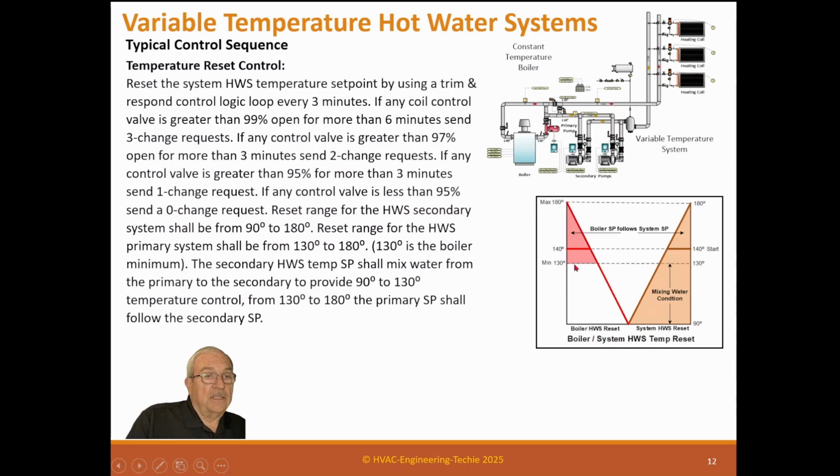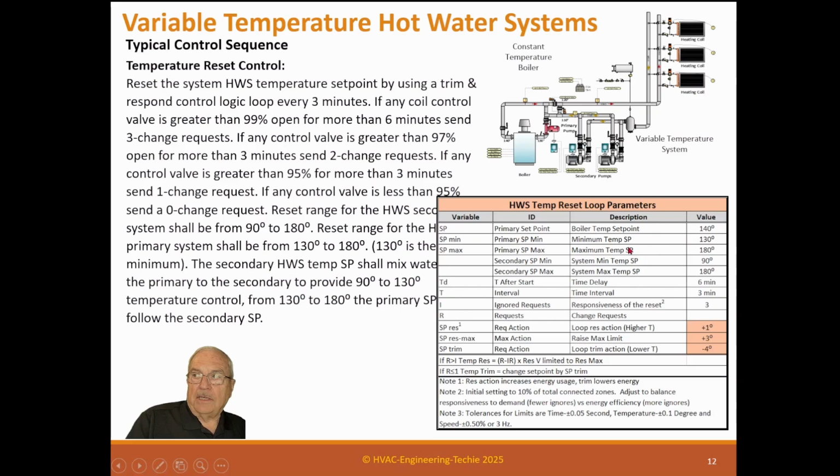So what that's saying is the hot water loop, the primary loop, has a minimum set point of 130, but our set point is 140. Now, if it needs higher than that, then we will reset the boiler temperature up to 180 degrees, wherever it needs to be. But below 130 degrees, it's mixing water, and it's mixing water up here through this temperature loop. So it's mixing water to lower this temperature. And that's the kind of sequence.